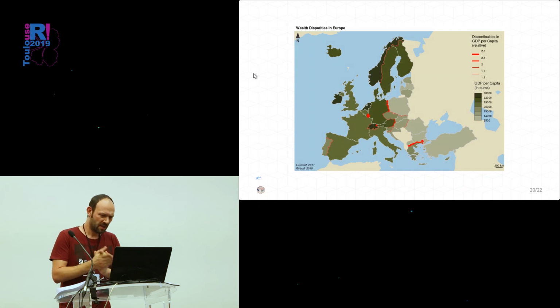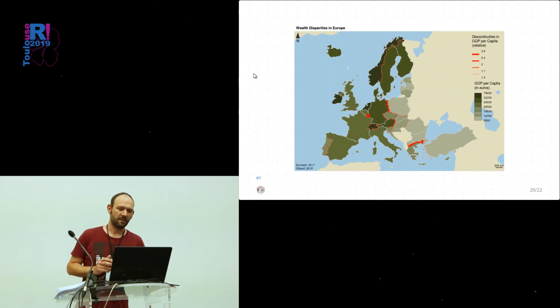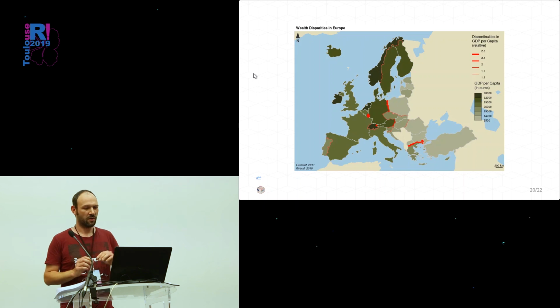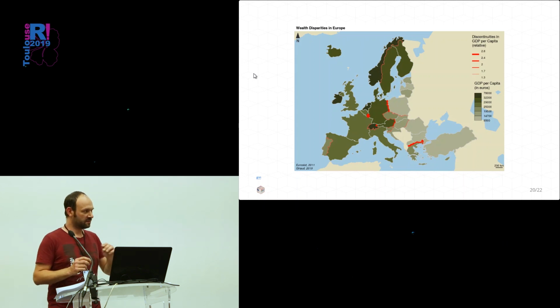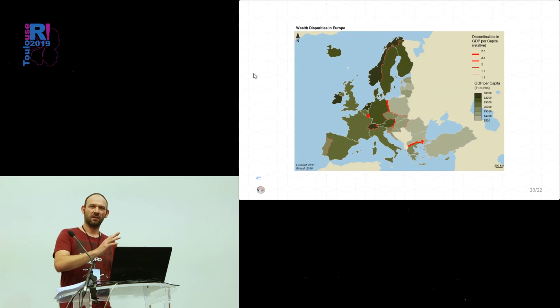This one is not seen very often. It's a map of the GDP per capita. The green regions are darker with higher GDP per capita. And on the borders, we draw a line that is thicker, giving the relative value of the GDP on each side of the border.